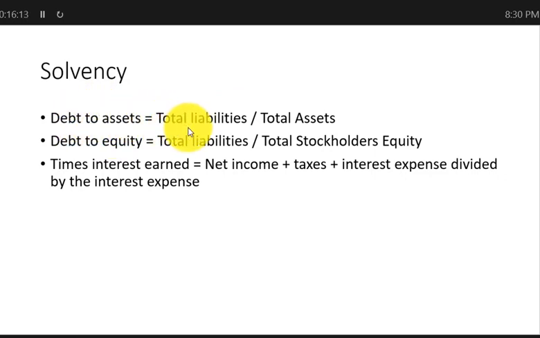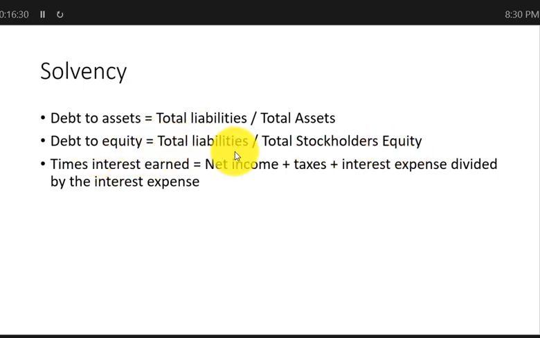Debt to total assets is total liabilities divided by total assets. You can convert it to a percentage. Total liabilities divided by total stockholders' equity also could be converted to a percentage or just left as a ratio.